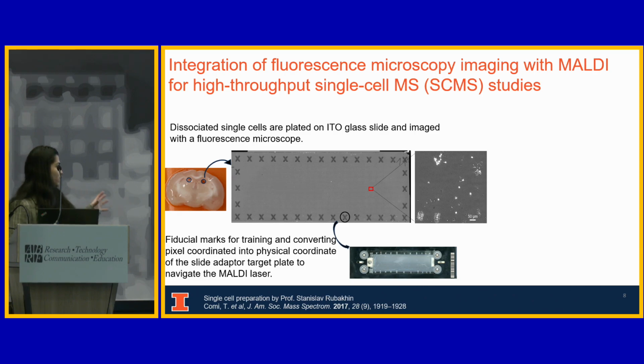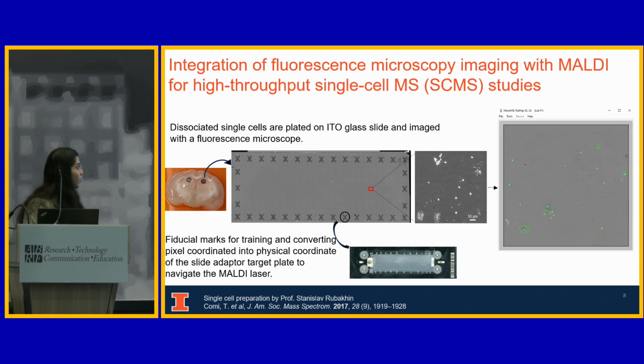So once we do the fiducial training, what you get is that you're basically telling the laser where to go. So I can tell it to go and probe that single cell, which I have basically in a list of targets, which is basically my single cells. So it goes there, and then it goes and probes the next single cell, and then it goes on and probes another cell on the slide.